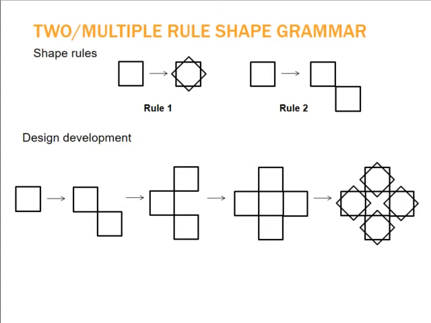Okay, so let's look at this shape grammar, the design development process. You have 2 rules. Rule number 1, you have a square, and then you rotate the square and add it on top of the initial object. So you get that. And the second rule, you have the same square, and then you add it to the corner of the initial shape. So during the design development process, you apply rule number 1.